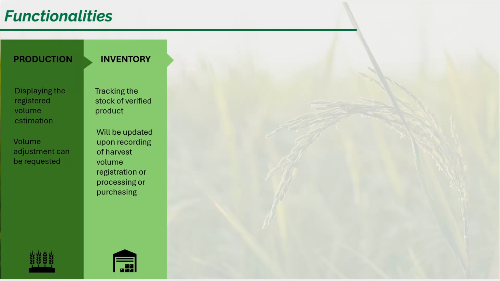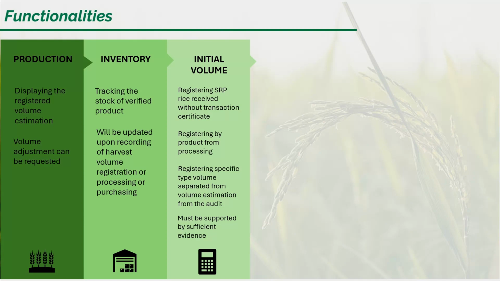The next function is initial volume. This function is to register SRP rice received by participating operator without transaction certificate. The registration must be supported by sufficient evidence. This function also can be used to register byproduct from processing and to register specific type volume that will be separated from estimated volume from the audit.